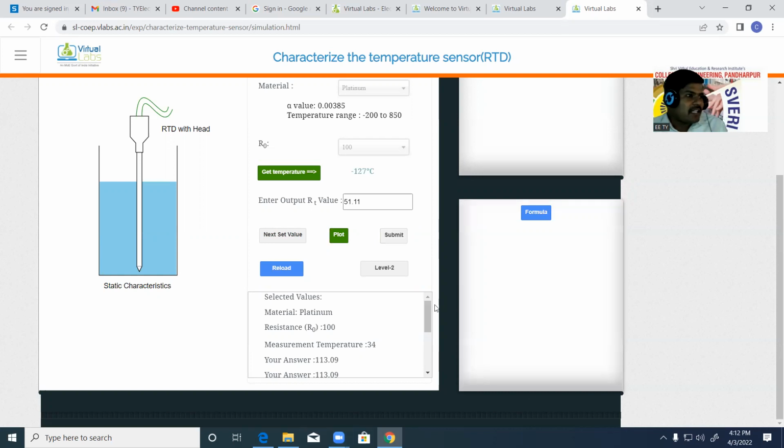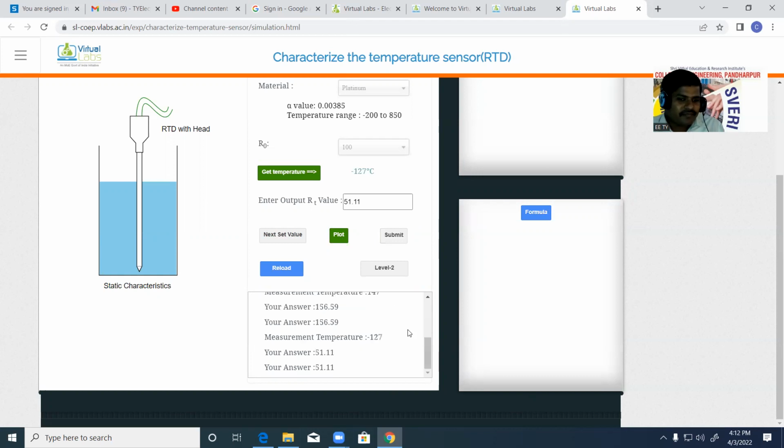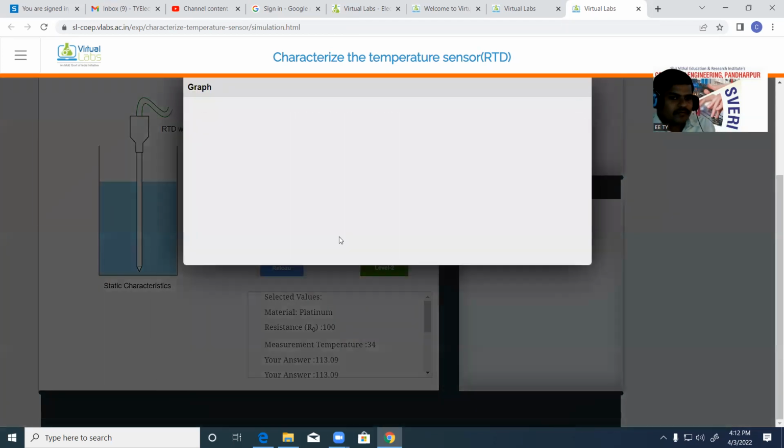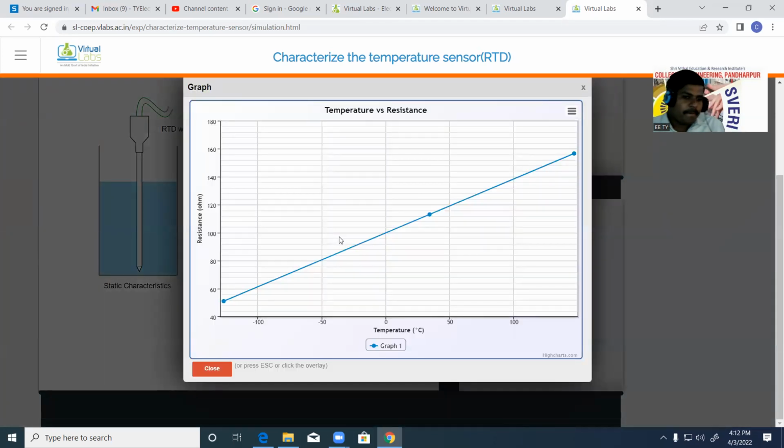Now we want to plot the graph. So I will just click on plot a graph. Okay, see, this graph is obtained, that is the graph of temperature versus resistance. We have taken 3 readings, right?